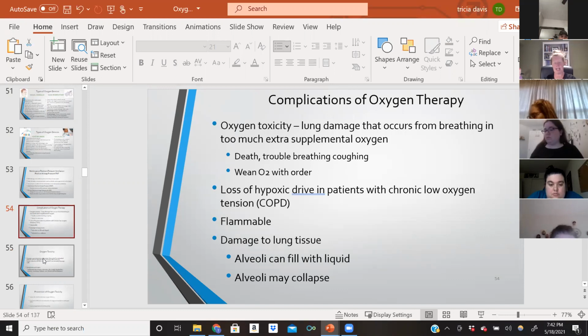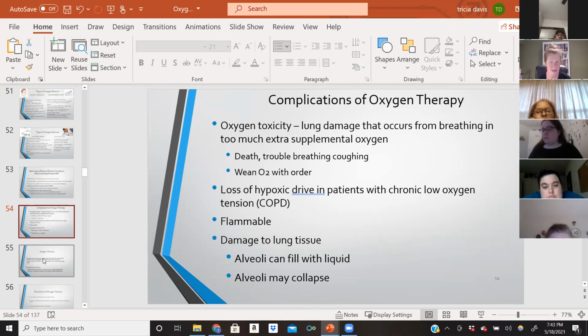So what are the complications of oxygen therapy? There's complications to everything. So we can cause oxygen toxicity. This is actual lung damage that can occur from breathing in too much extra supplemental oxygenation. It can cause death, it can cause trouble breathing, coughing.